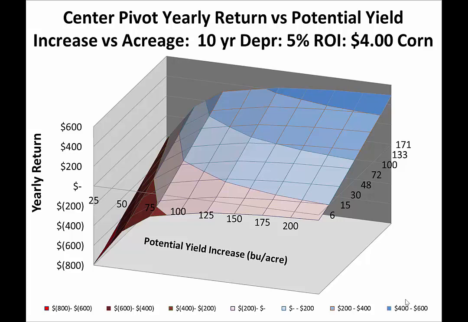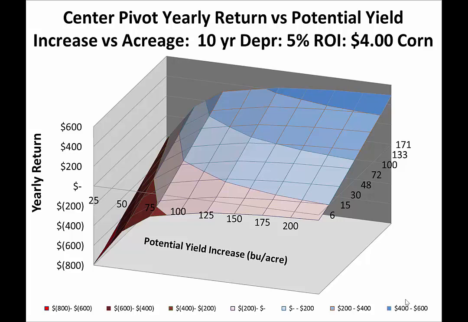All right. So this is a little bit hard to look at. Bear with me. This is a three-dimensional graph looking at yearly returns. So anything above this line, there's a plane here, is a positive return on investment. This is our potential yield increase in corn. This is a continuous corn scenario. So anywhere from 25 bushels more corn per year by irrigating up to 200. And this is our system size in acres. So from 6 acres up to about 200 acre system size. Anything in blue is a positive return on investment. Anything in red is not.